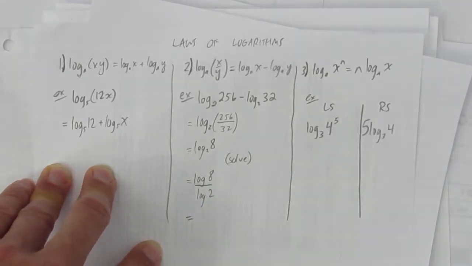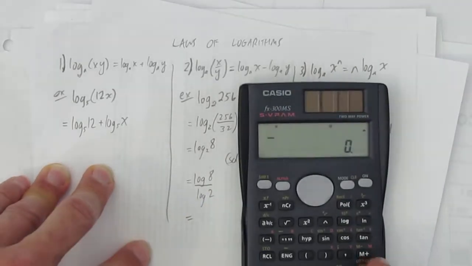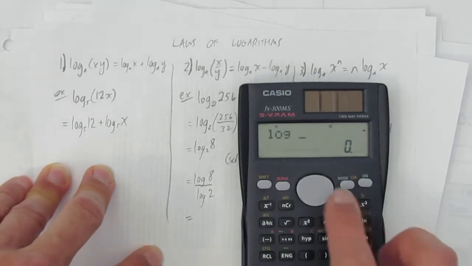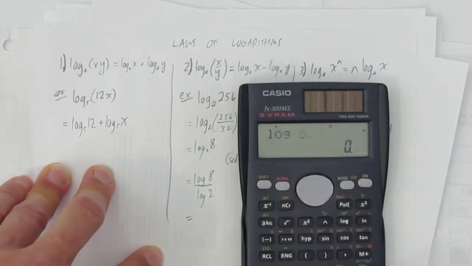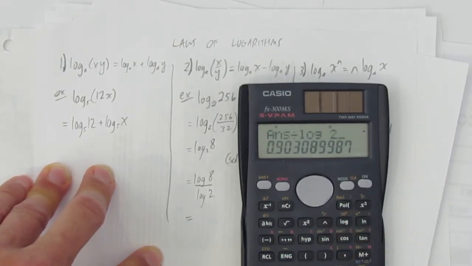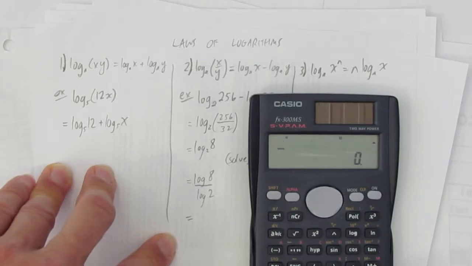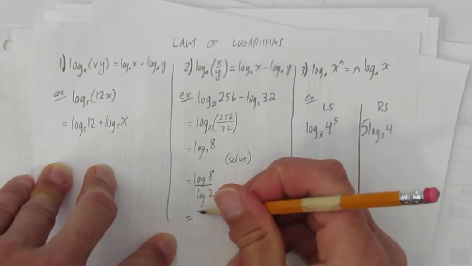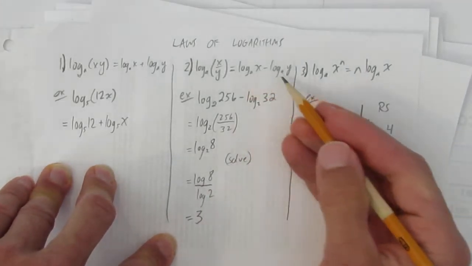And the beauty of that is now you can use your calculator and go, what's log? Because your calculator's log is base 10. So log base 10 of 8 divided by log base 10 of 2. And you get, of course, 3. So now you've seen a second law in action, this law.